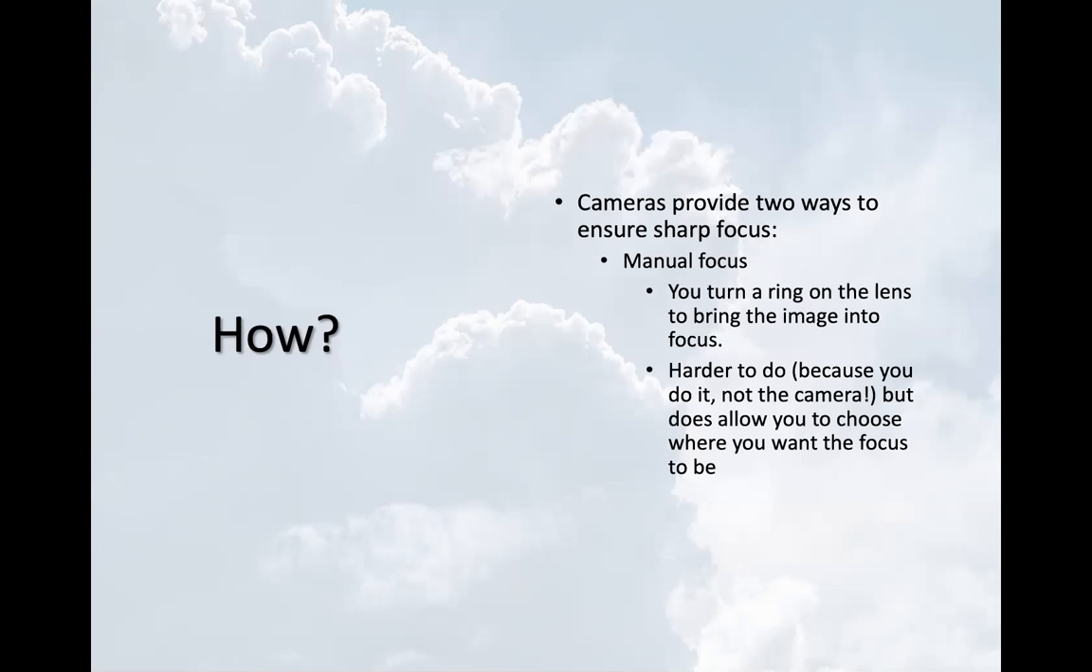Manual focus is the other alternative. You can turn a ring on the lens to bring the image into focus. Now this is harder to do, obviously, because you do it, not the camera. But it does allow you to choose where you want the focus to be. You can twiddle that ring until you've got the right part of the picture in focus.